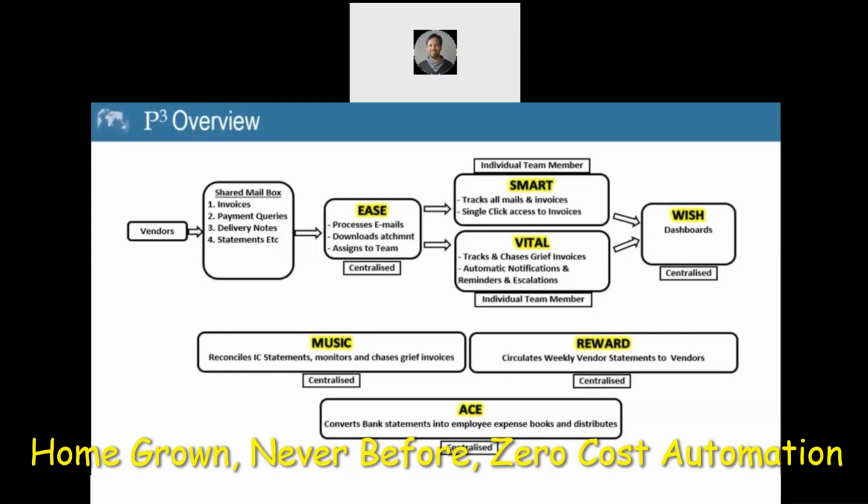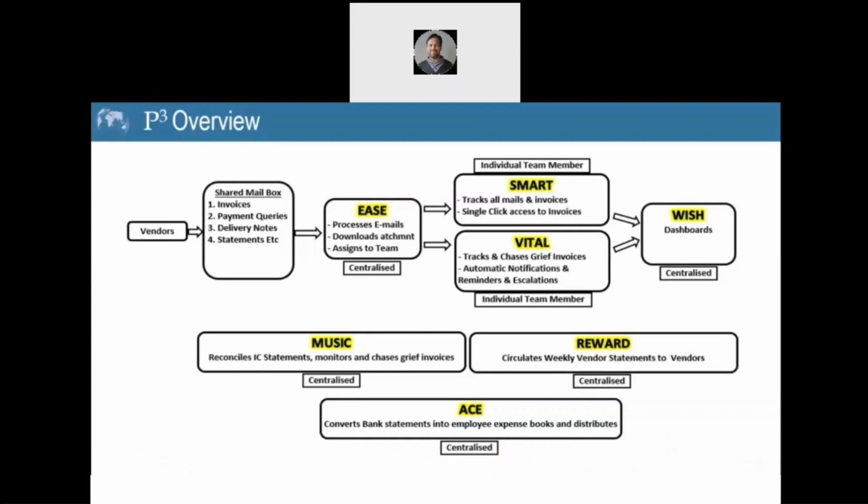Reward circulates weekly vendor statements to vendors. ACE converts the consolidated bank statement into multiple employee expense books and distributes them to the credit card holders and sends reminders, notifications, escalations, etc. Given the paucity of time, we are in a position to demonstrate EASE and ACE only.